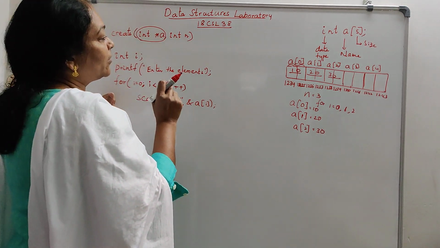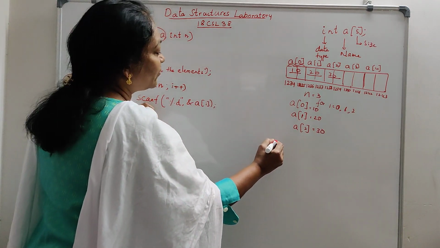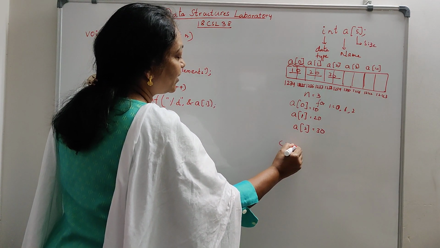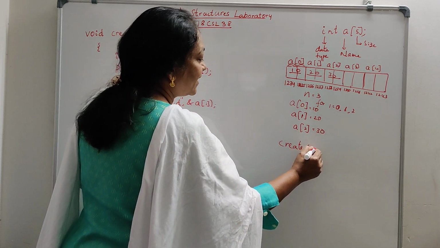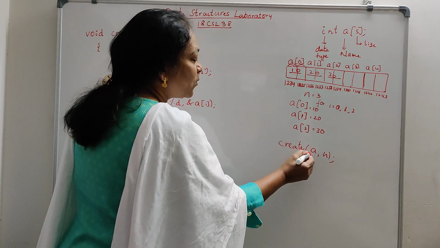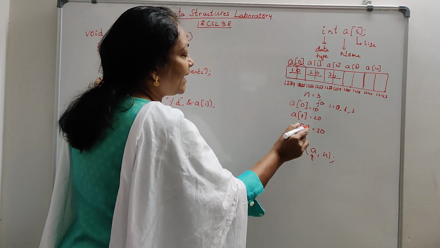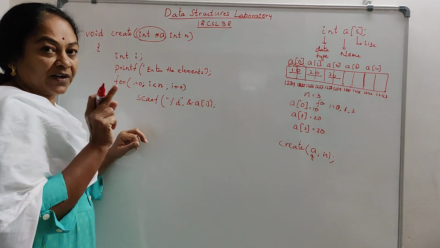First, let us see what the function call will be. In the main function we will write create, then after that a and n. So what is this a here? A is the base address. What is the base address? The address of the first element.